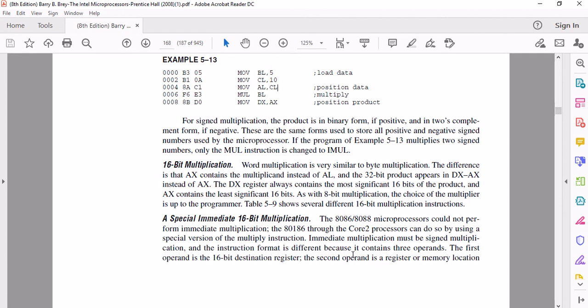For 16-bit multiplication, the main difference is that AX contains the multiplicand instead of AL. Now the 32-bit product appears in DX, AX. Two registers are used here, DX and AX, instead of only AX, because we need to save 32-bit information.